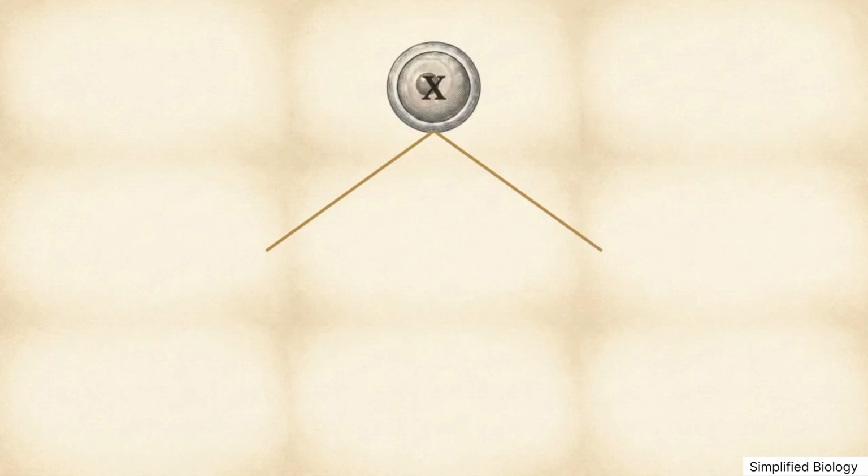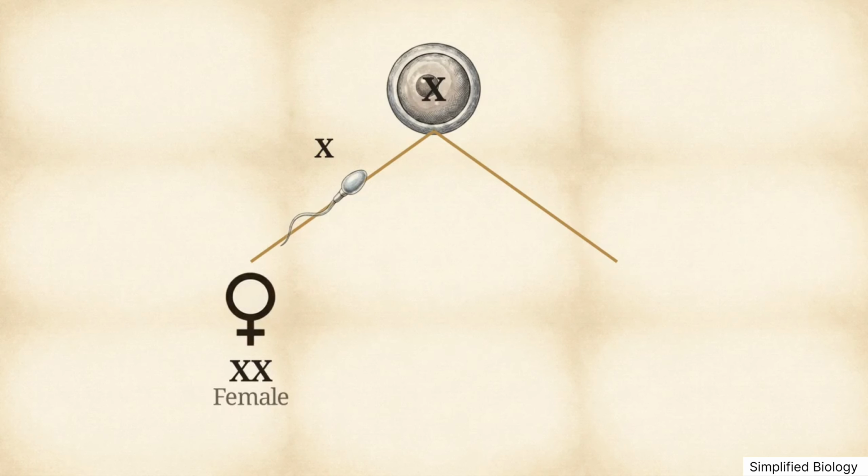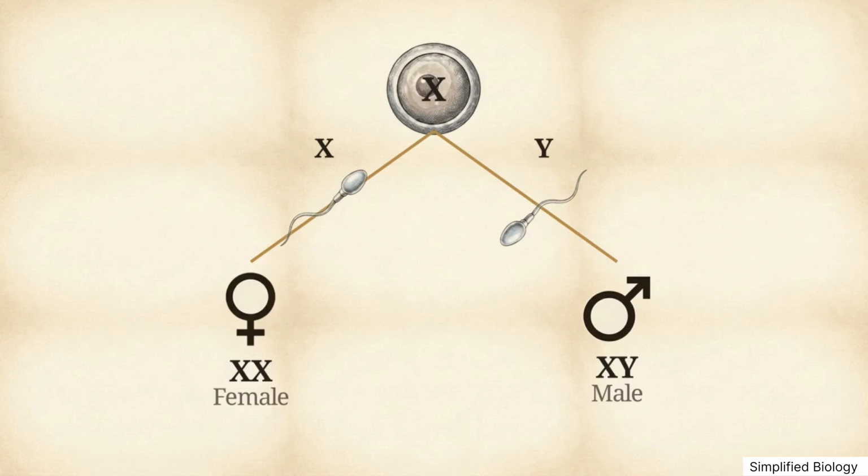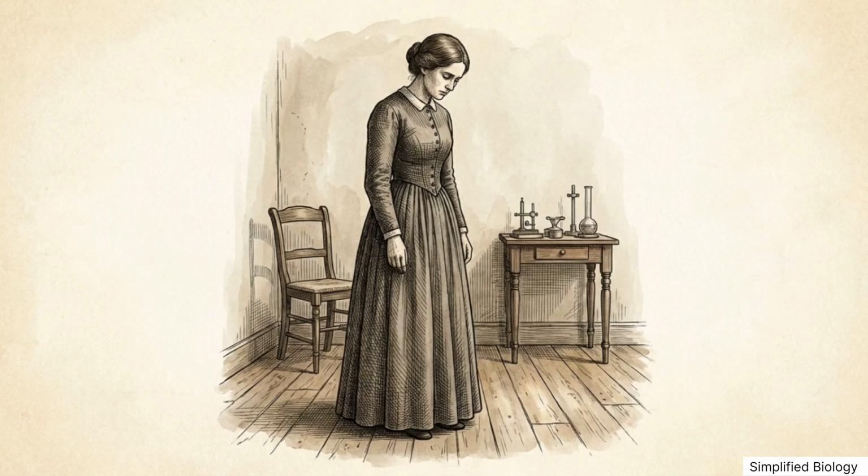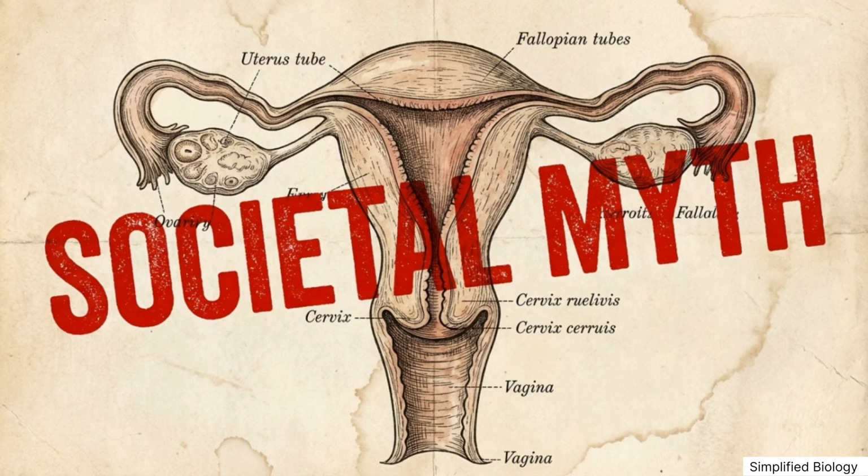If fertilized by an X-carrying sperm, the resulting XX zygote develops into a female. If fertilized by a Y-carrying sperm, the XY zygote develops into a male. Because of male heterogamety, every pregnancy carries an equal probability of a male or a female child. This statistical reality directly addresses a common societal misconception. Historically, women have often been blamed or ostracized for giving birth to female children. The male's sperm dictates the sex of the child. Blaming the mother for the sex of the offspring has no basis in biological fact.